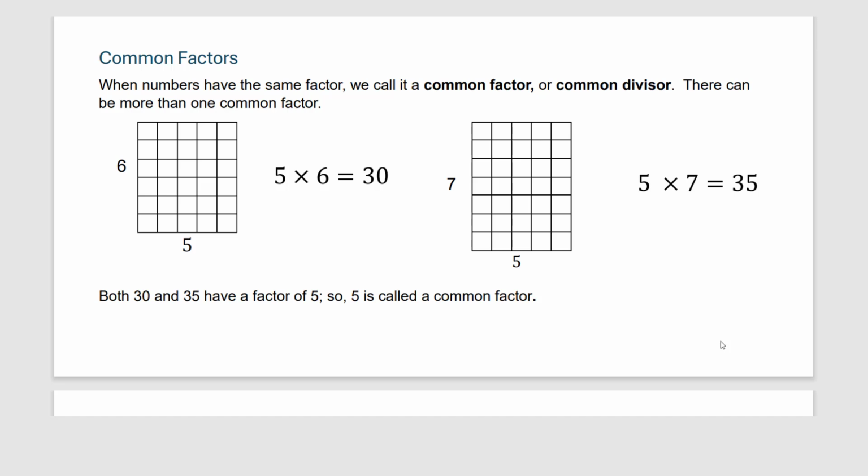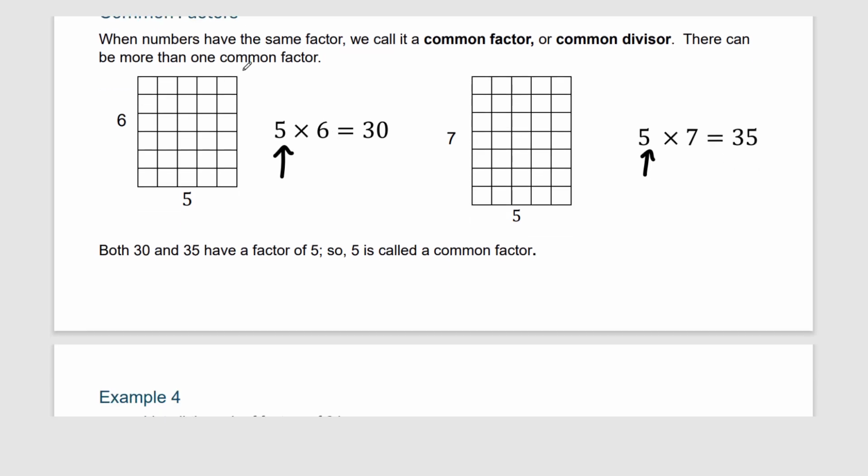So here we have on the left a rectangle representing 5 times 6, and on the right a rectangle representing 5 times 7. So 30 and 35, the areas of the rectangles, have a common factor, right? Again, these are called factors when they're a number that you multiply to get another number, and we have one in common, that's 5. So 30 and 35 have a common factor.